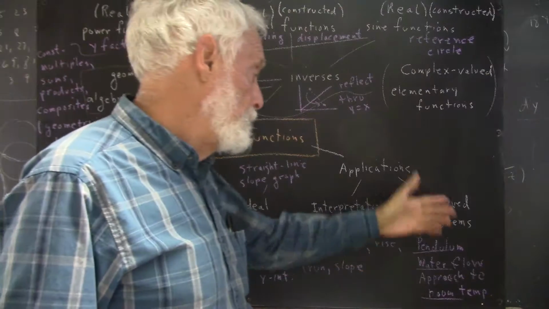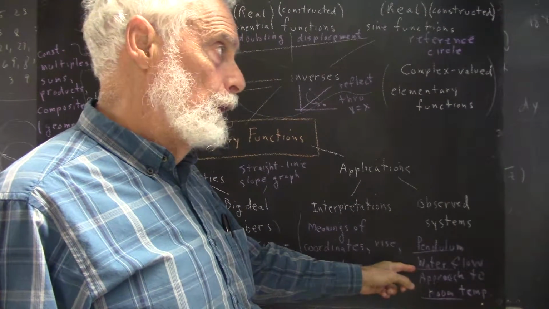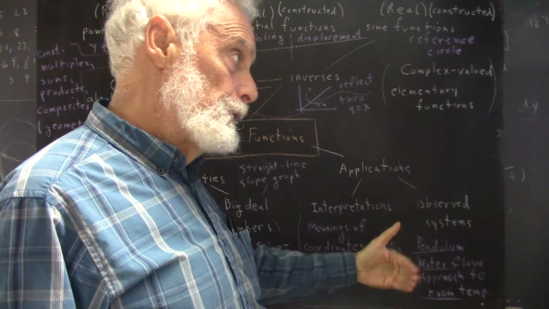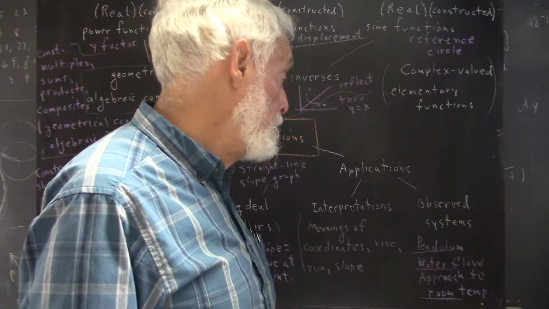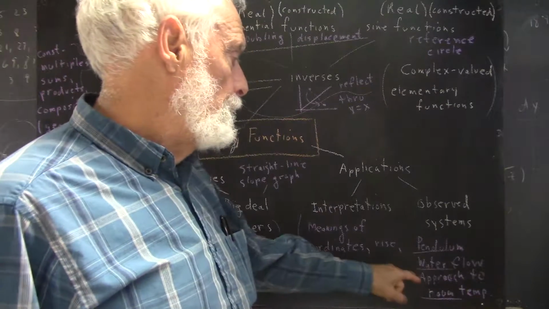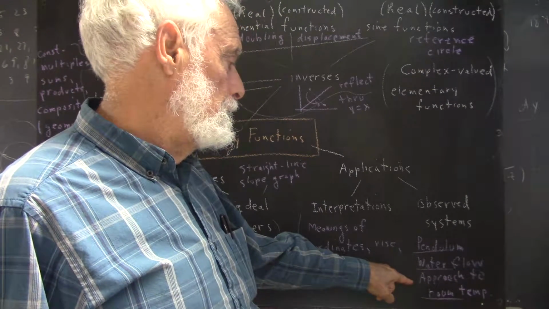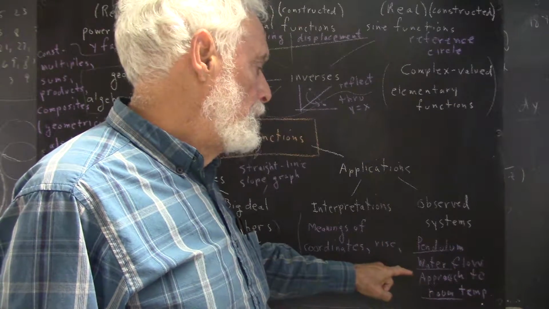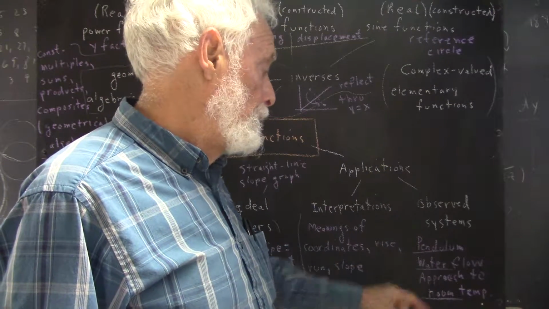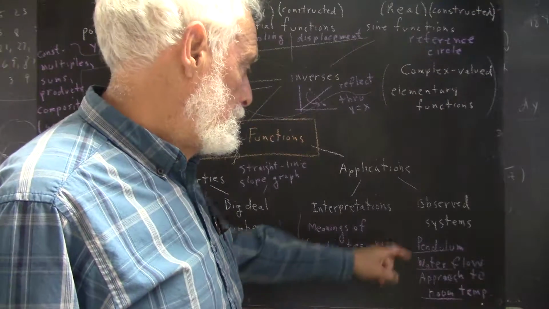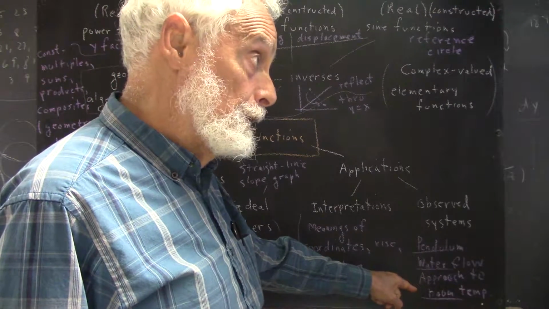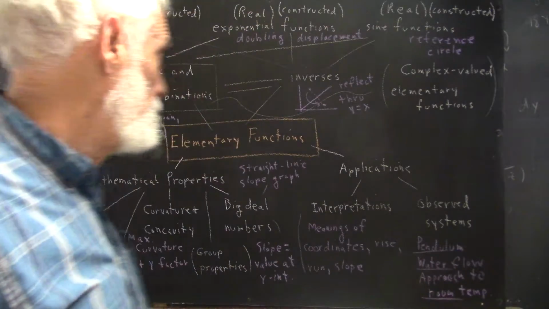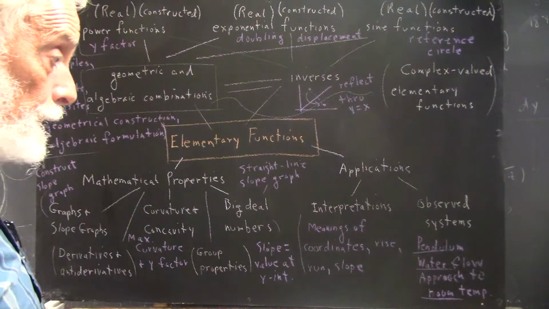The applications, we observed pendulums, we observed water flowing from a hole in a uniform cylinder, how the depth changed with time and how the horizontal range of that stream changed with time, and how the temperature of an object placed in a room approaches room temperature. These being examples of power function, exponential function. And water flow is a power function, but with some transformations involved.